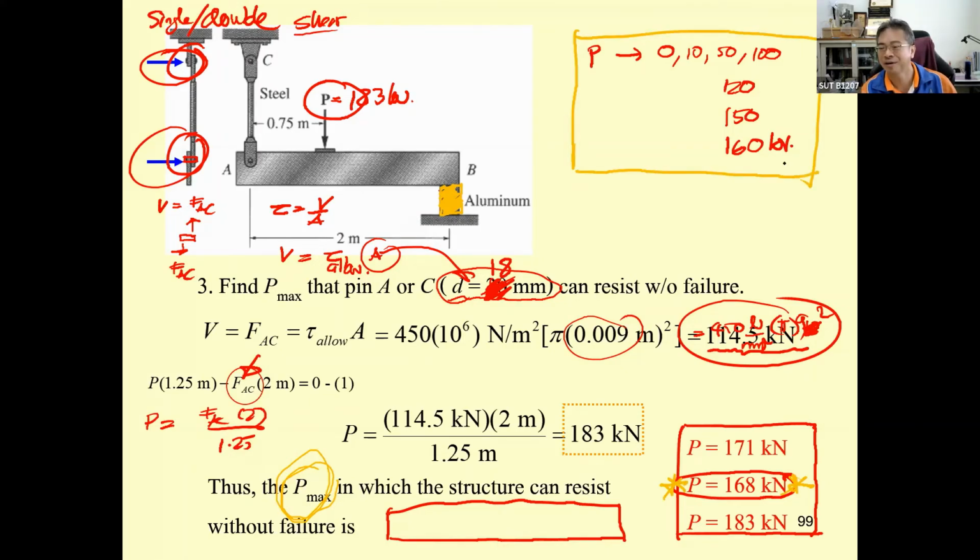The load starts from 0 and then it is going to increase continuously until it reaches this minimum value. The block here fails, the structure fails. The answer P-Mech is going to be the minimum.